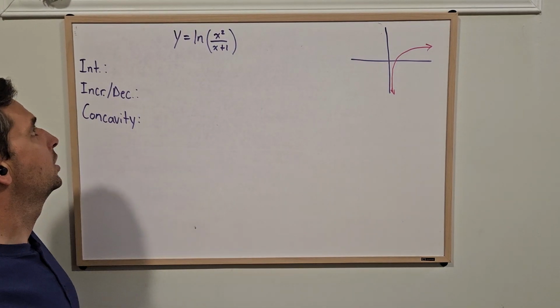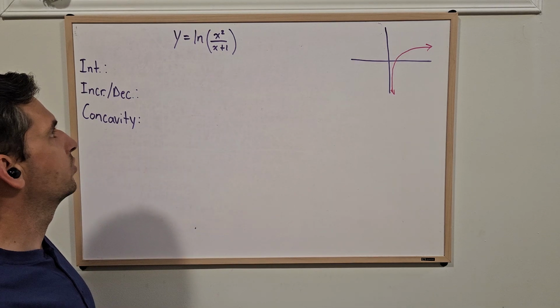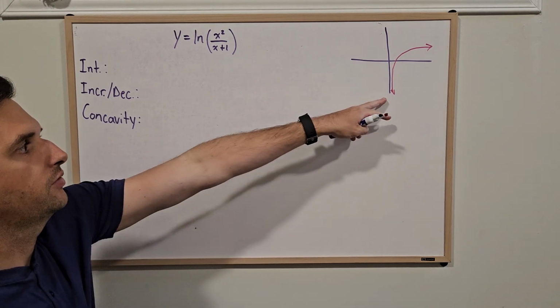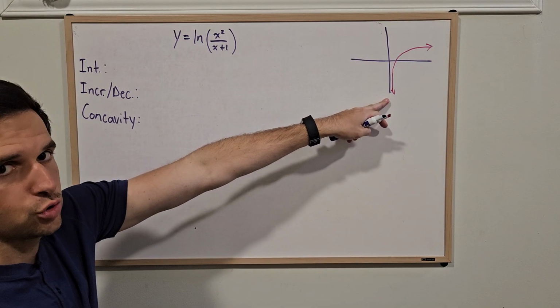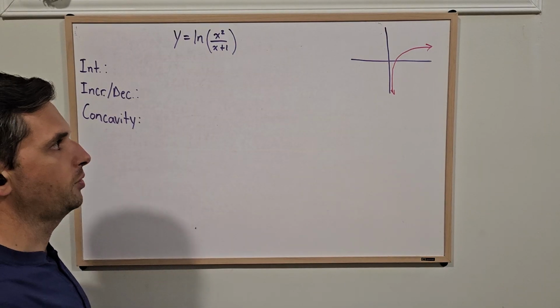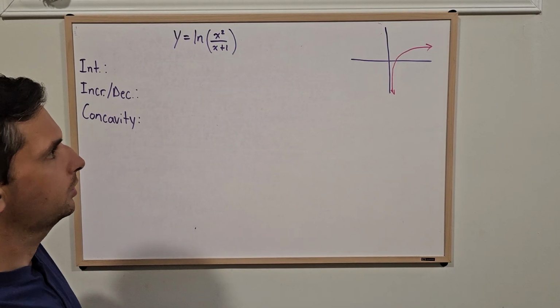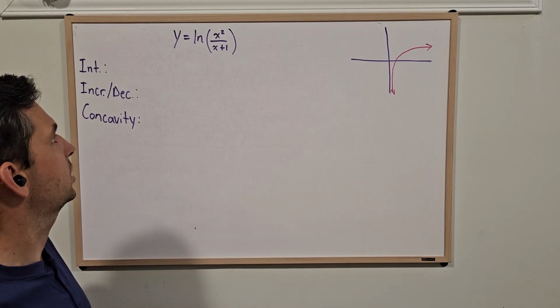Okay, so here we have y equals the natural log of x squared over x plus 1. I just have a graph of what the natural log of x looks like, to remind us of the domain and the general shape and what it looks like.